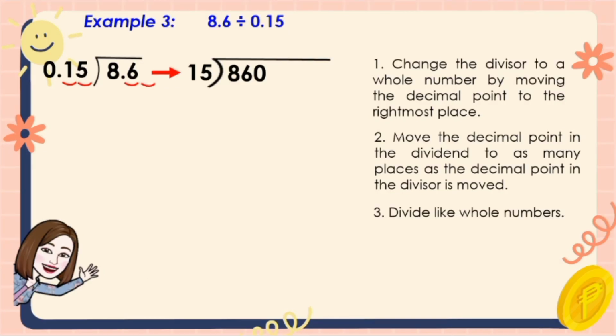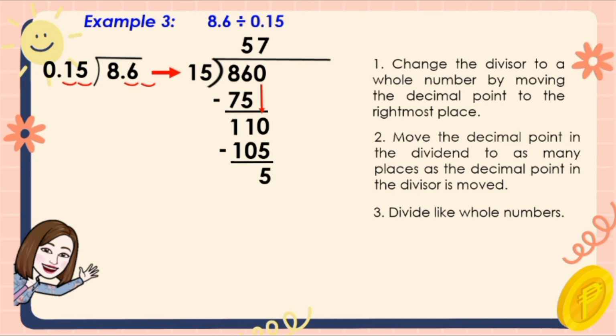Step 3. Divide like whole numbers. 86 divided by 15 equals 5. 5 times 15, 75. 86 minus 75, the answer is 11. Bring down 0. 110 divided by 15 equals 7. 7 times 15 equals 105. 110 minus 105, the answer is 5.